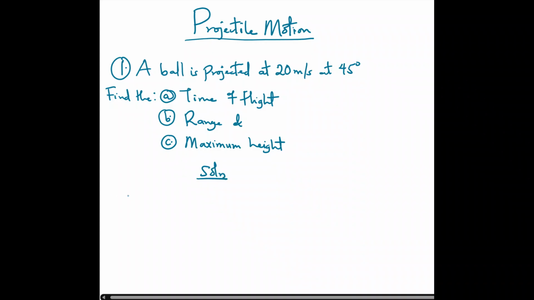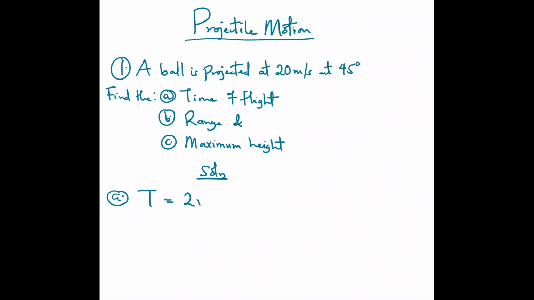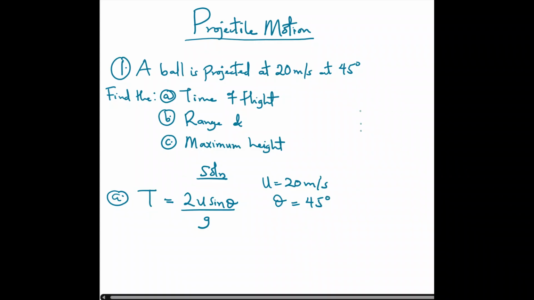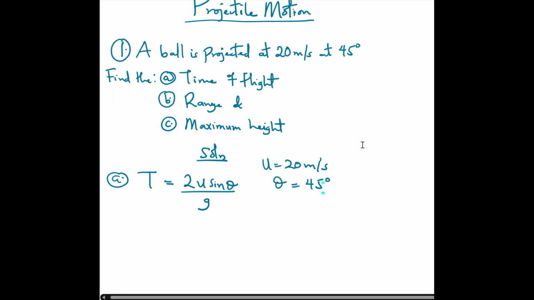If we wanted to find the time of flight, the formula is T equals 2U sine theta over G. But first of all, I'd like to write out the parameters that are given. We are given the velocity to be 20 meters per second, and the angle theta to be 45 degrees. For range, I will talk about that later. Let me solve this first.